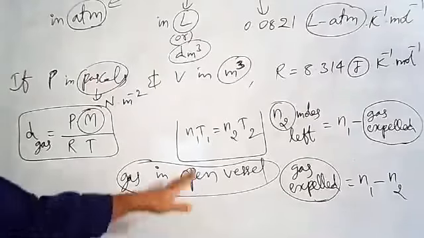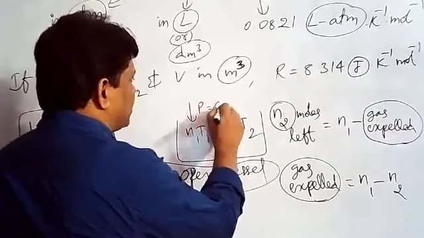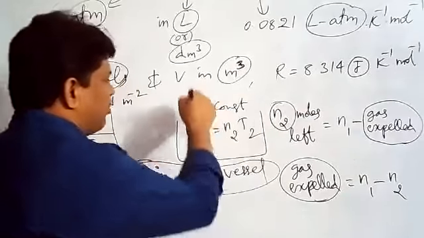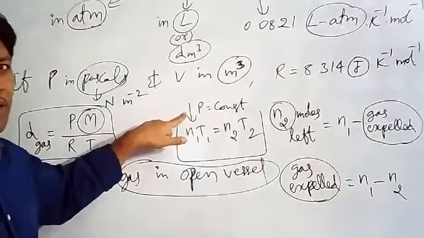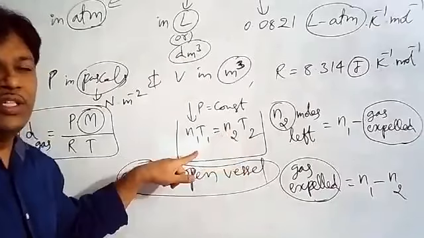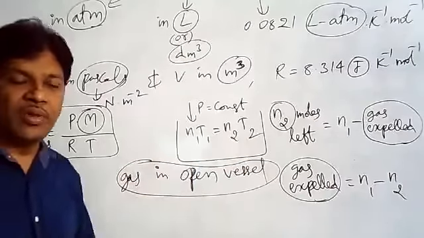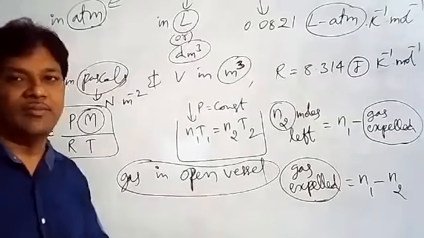So in open vessel concept, what is constant? Pressure is constant. Atmospheric pressure will be constant on this gas. 1 atm only will be there. But temperature, we are increasing from T1 to T2. The number of moles will change from N1 to N2. So in this way, we have covered the concept of open vessel.